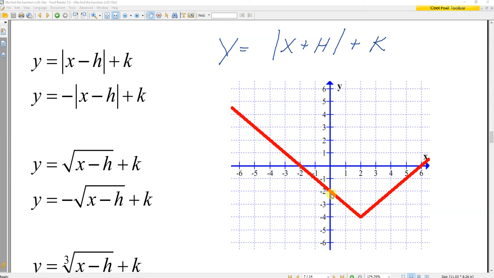Okay, so I need to shift it over 2 units. I need to go this direction 2 units. So I'm going to go minus 2, right, because it seems backwards. I need to shift it down 3 units. So I'm going to go minus 3 to move it down. And is there a flip? No flip. So y equals the absolute value of x minus 2, minus 3. The minus 2 moves it over here. The minus 3 moves it down there. No flip.